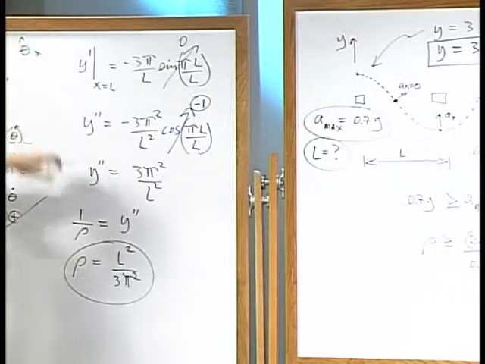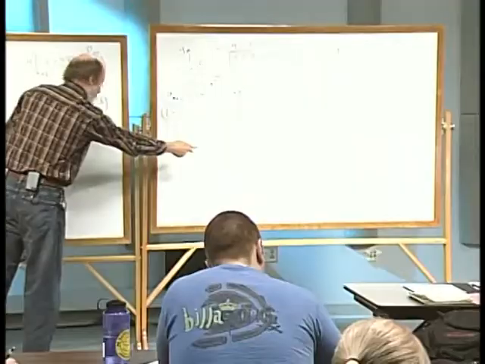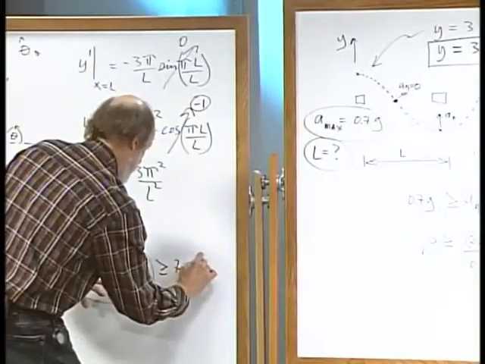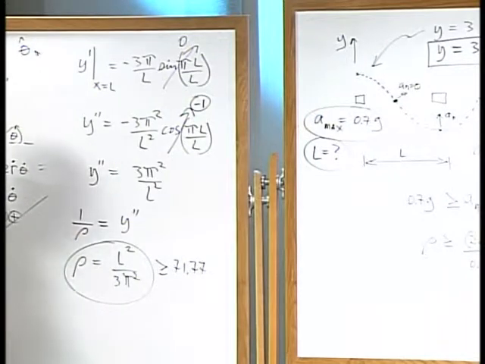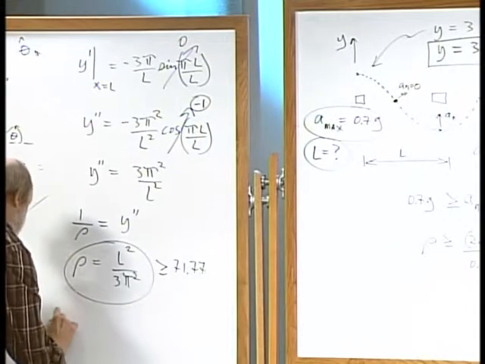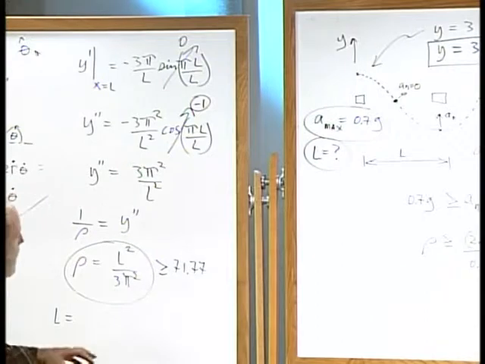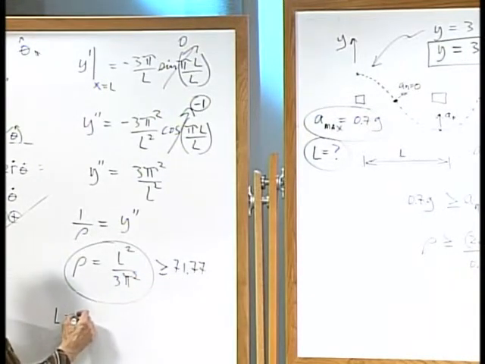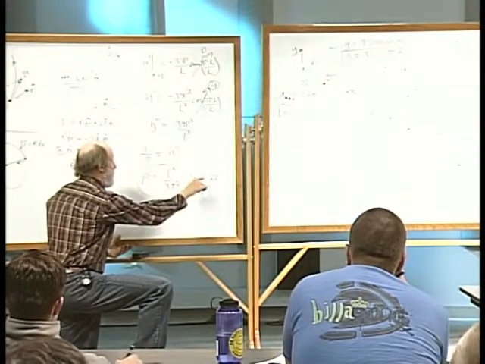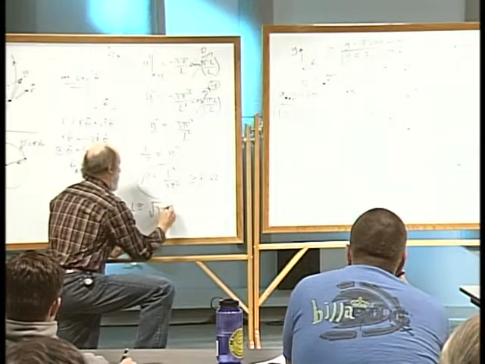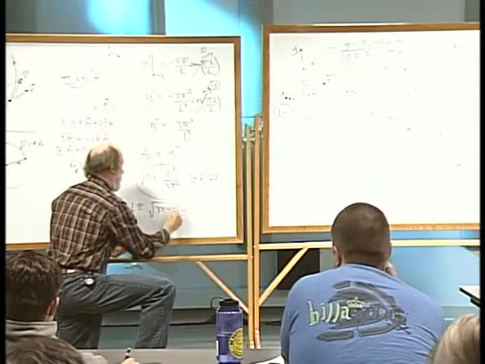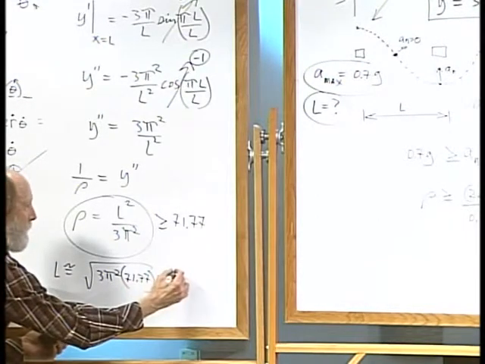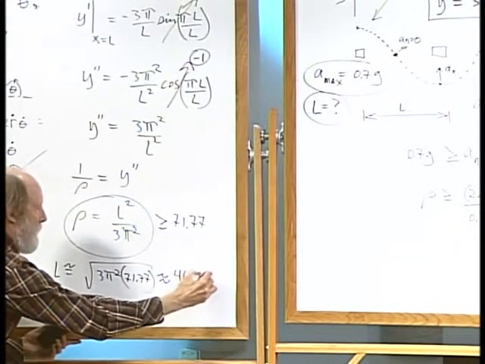And we said that this value on this other board must be greater than or equal to this 71.77 meters. So let's see what we get. L is going to have to be, we're going to go for the smallest value here, making it equal to this. So this is going to be approximate now, the square root of 3 pi squared times the 71.77 term, and that gives us what? 46.09. Does that work? Yeah, because the answer is 46.1 meters. Okay, good.